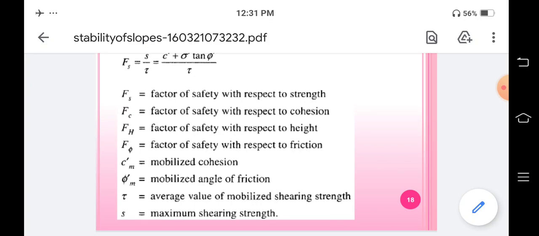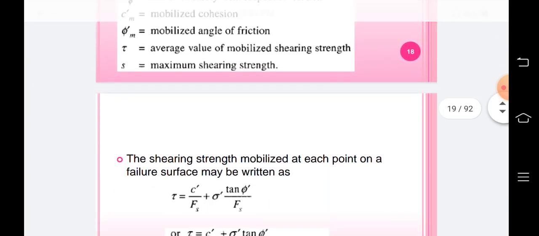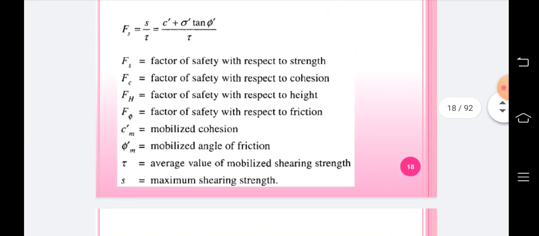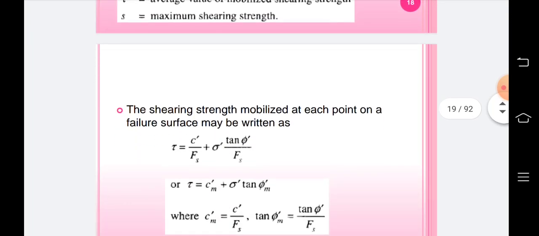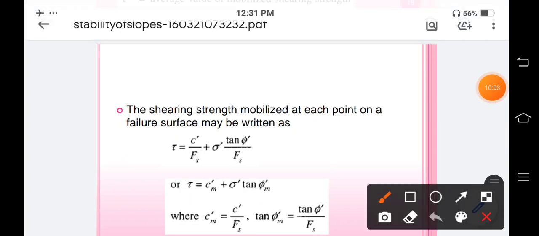Tau means the mobilized shear stress, that is the stress developed in the soil due to the sliding. Cm is the mobilized cohesion, phi m dash is the mobilized angle of internal friction, and S is the maximum shear strength of the soil. So the same formula is here: S equal to tau Fs.